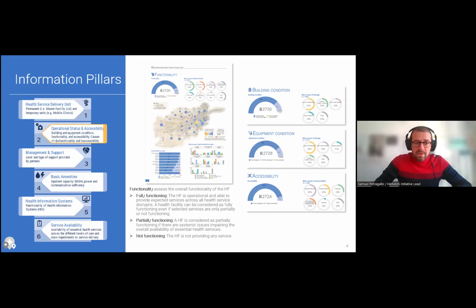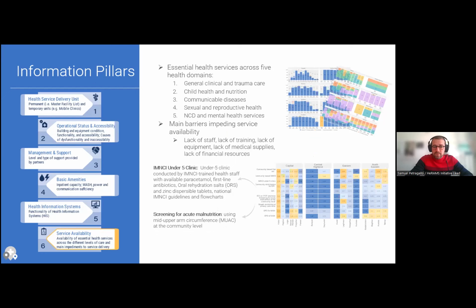Basic amenities, the usual wash, power, and communication, as well as health information systems, looking through those systems that the facilities are reporting through or not. The last block, one of the most important ones probably, is the service availability component. So it looks at a broad range of services across 5 health domains: general, clinical, and trauma care, child health and nutrition, communicable diseases, sexual and reproductive health, NCDs, and mental health. And again, same as for the other blocks, whenever issues are detected in terms of lack of the availability of those services, then a set of systematic questions is run to try and understand what the barriers may be that impede delivering the services.